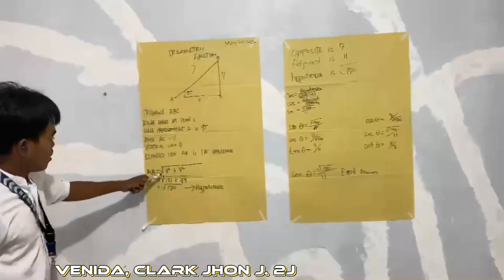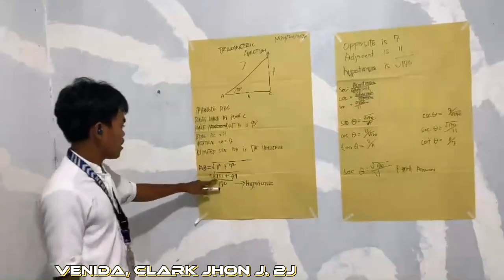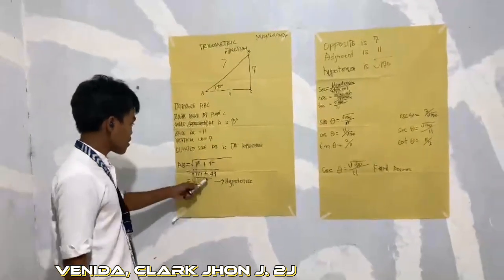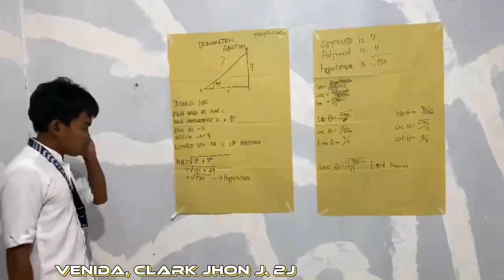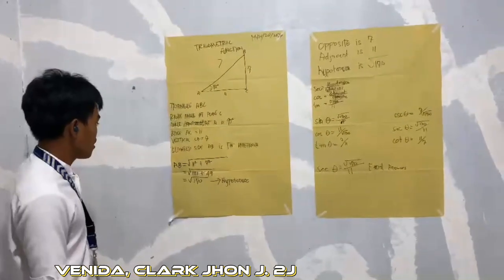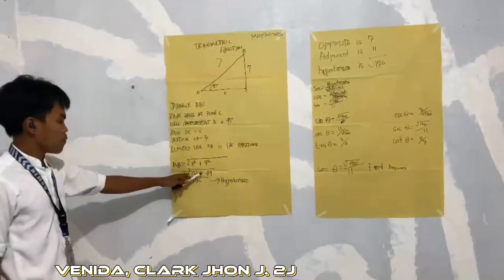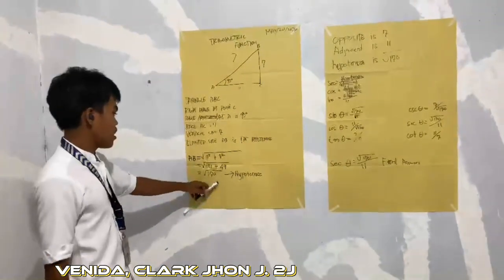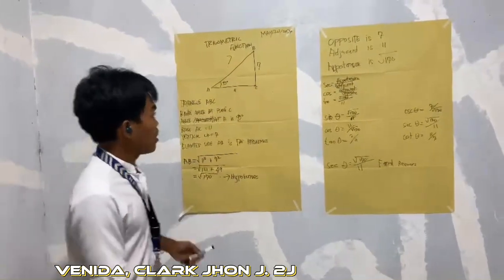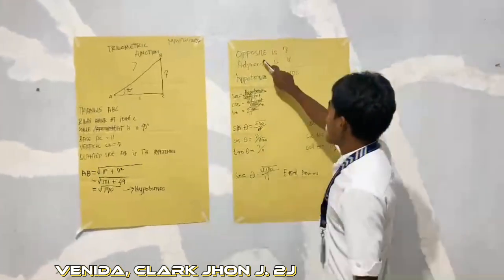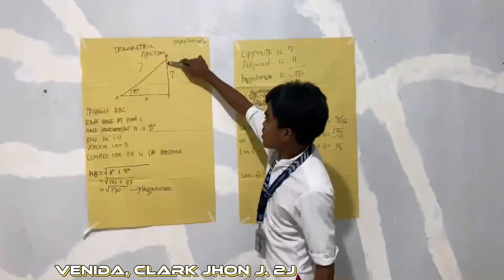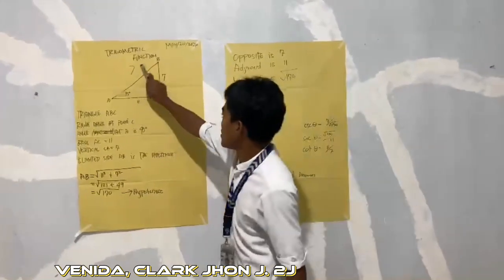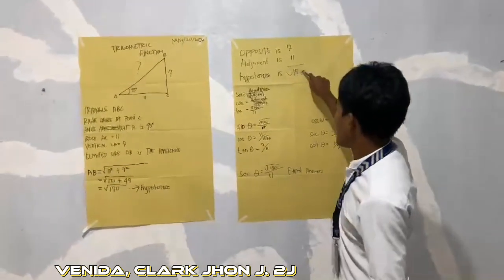This is the final answer because the square of 11 is 121 and the square of 7 is 49. You can add these: 121 plus 49 is equal to 170. That's the hypotenuse. And the opposite is 7, and this is the adjacent, 11. And the hypotenuse is the square root of 170.